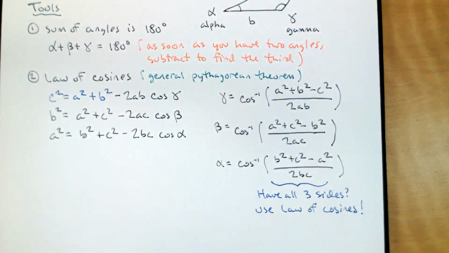Once we have all three sides, we could use the law of cosines 3 times to find each of the 3 angles. But we should always remember that as soon as we have 2 angles, we just subtract to find the third. So you use the law of cosines for gamma and beta, but then you should just subtract to find alpha.